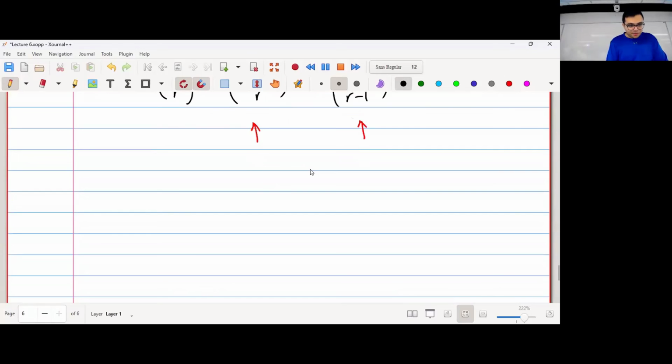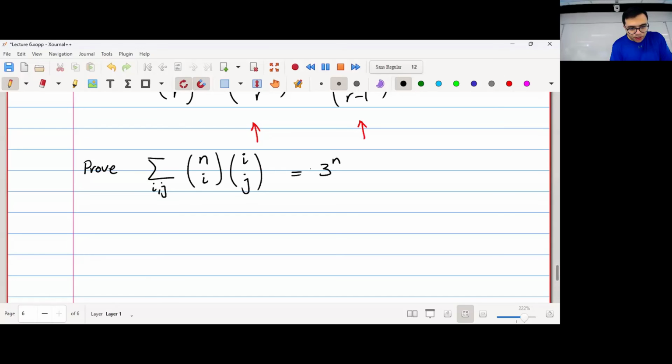Let me see, can I come up with another one? Prove this. Prove that, okay, I'm just going to write it as a sum: n choose i, i choose j. I want to say that this is 3 to the power of n, and this is over all i and j that are less than or equal to n. So sum over all j less than or equal to i less than or equal to n.